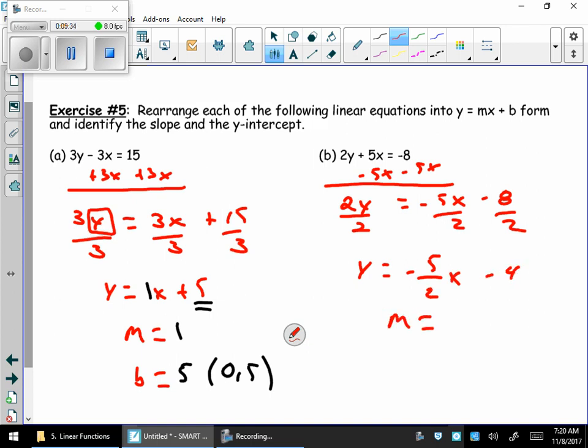Lastly, we're going to identify our slope and our y-intercept. Our slope is the number in front of x, so that's going to be negative 5/2. Our y-intercept would be negative 4, which again is the point at (0, negative 4).